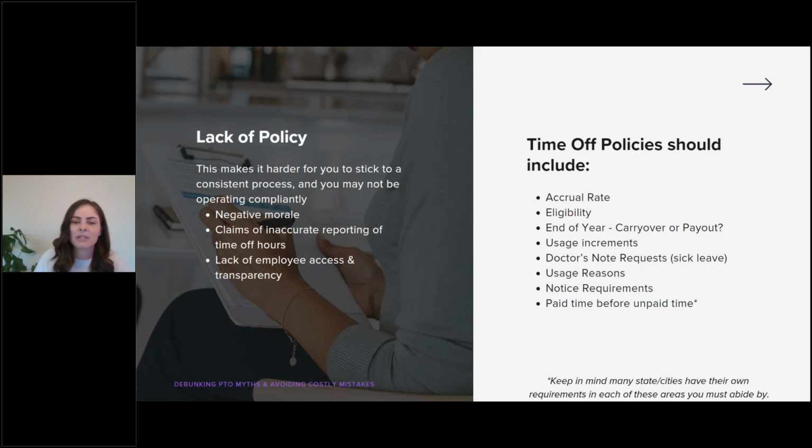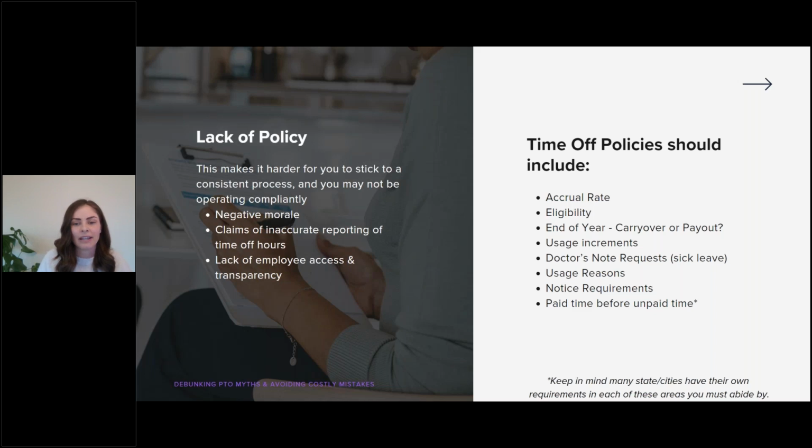And then notice requirements. If you want them to request vacation a month in advance, maybe you need them to request it 6 months in advance because of how you schedule your patients. So whatever your practice needs, you want to outline that there. And then the last one is if you require paid time before unpaid time.